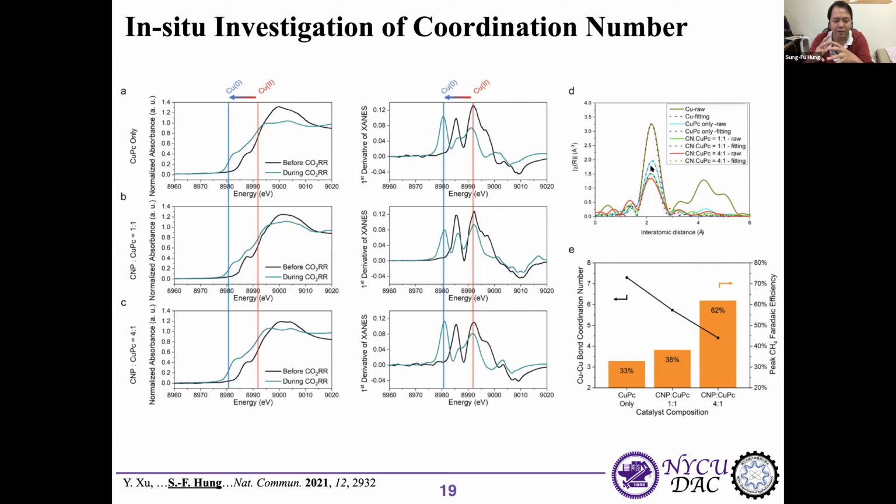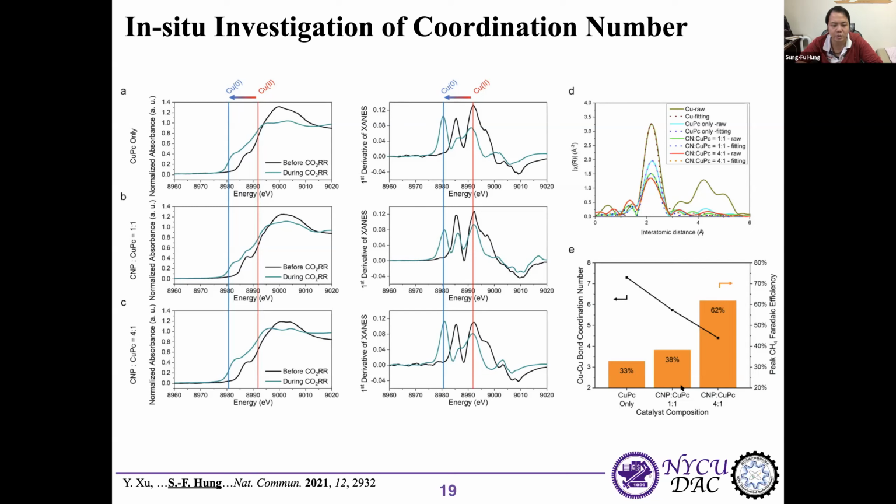Without the carbon nanoparticle added in the system, the copper coordination number is 7.4, and the methane selectivity is only 33%. But when the ratio becomes 1:1, the copper coordination number is 5.7, and the methane selectivity increases to 38%. And the optimized condition is when the ratio becomes 4:1, the copper coordination number is 4.2, and the methane selectivity increases to 62%.